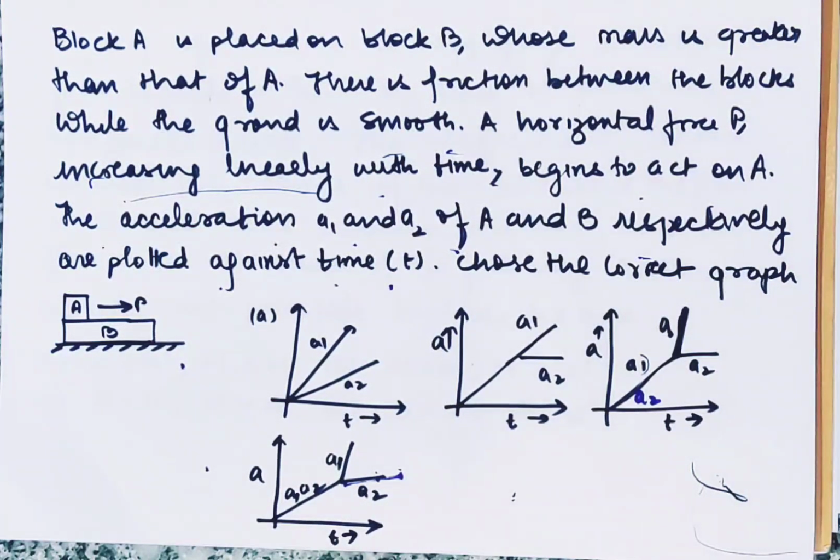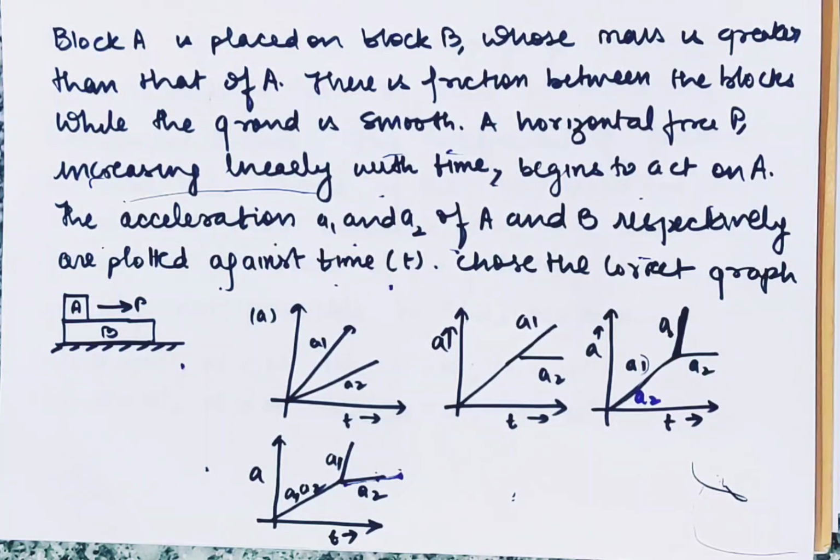Block A is placed on block B, whose mass is greater than that of A. There is friction between the blocks while the ground is smooth. A horizontal force P increasing linearly with time begins to act on A.